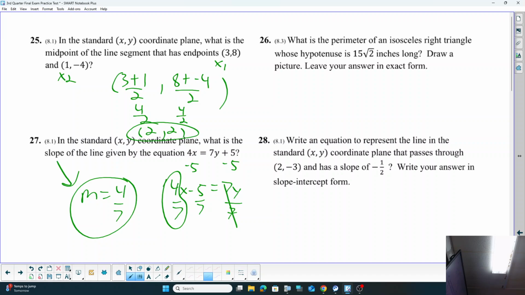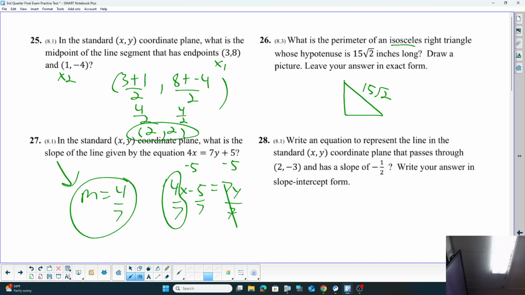So what is the perimeter of an isosceles right triangle whose hypotenuse is 15 radical 2? It's got a hypotenuse, that means a right triangle. Whose hypotenuse is 15 radical 2. Draw a picture, leave your answer.